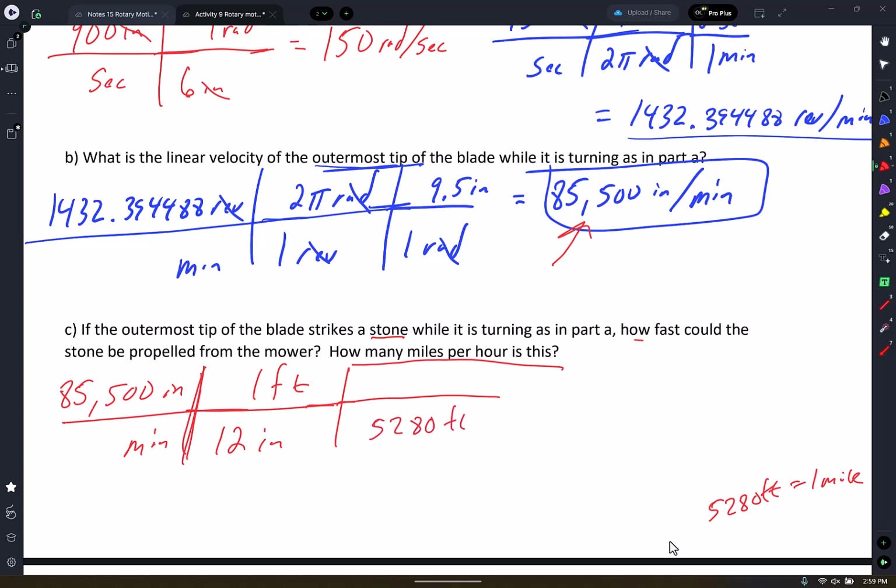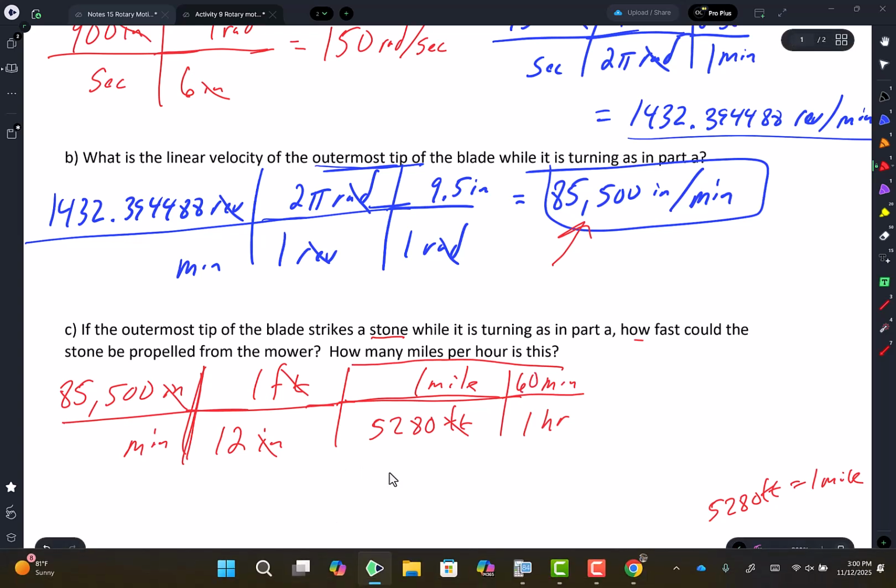5,280 feet in 1 mile. I'll probably give you that if there's an exam. So there it is. Feet cancel out, inches cancel out. So right now I have miles per minute. Is that what I want? No, I want miles per hour. So I'm going to cancel out the minute, put a minute in the top, and put an hour in the bottom. In 1 hour, how many minutes are there?